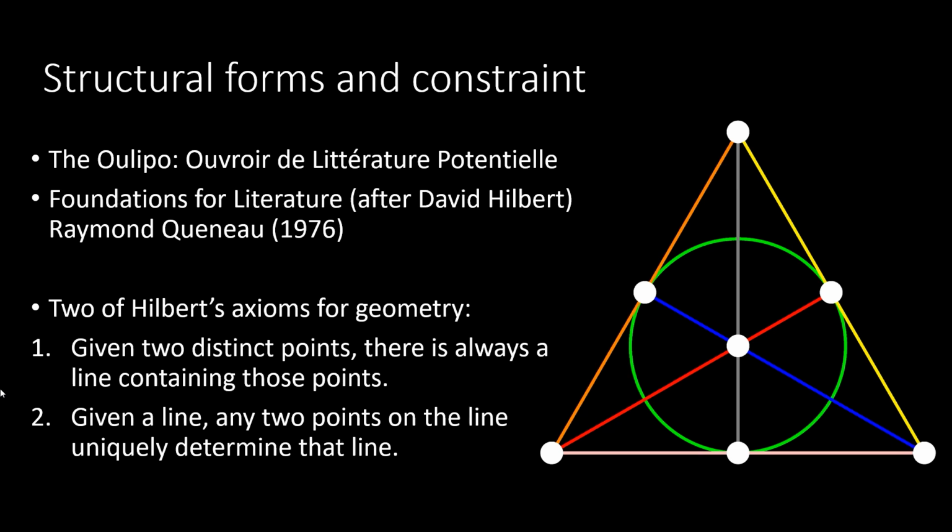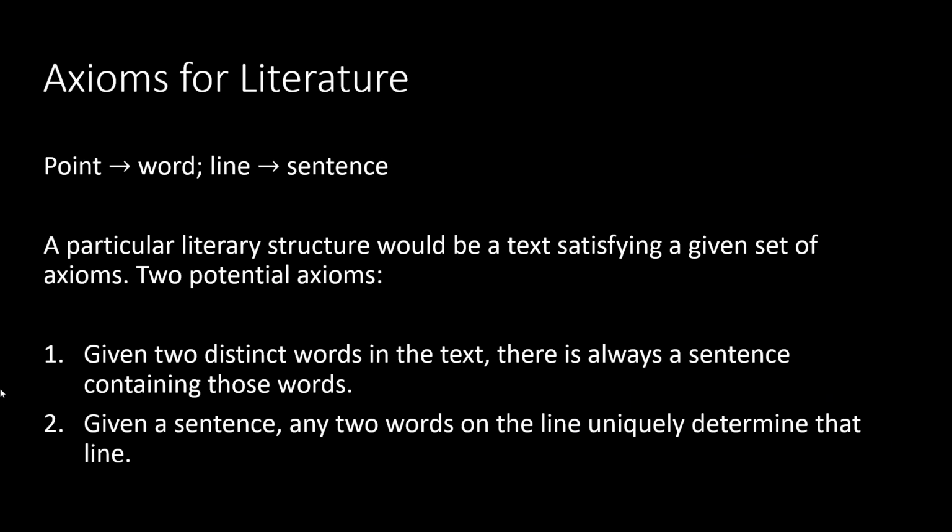So what Queneau was suggesting in a kind of humorous way is that you could do a similar thing for literature. Instead of points, we now can say words. Instead of lines, you can have sentences. And then those two axioms that I had before, given any two points define a line, well, you could say a particular literary structure would be a text satisfying a given set of axioms.